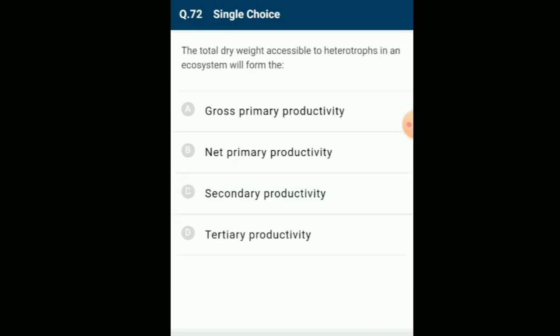Question number 72. The total dry weight accessible to heterotrophs in an ecosystem will form the... Gross primary productivity of an ecosystem is the rate of production of organic matter during photosynthesis. A considerable amount of GPP is utilized by plants in respiration. Gross primary productivity minus respiration losses is the net primary productivity, NPP. It is the available biomass for consumption by heterotrophs, herbivores, and decomposers. So the answer is option B, net primary productivity.